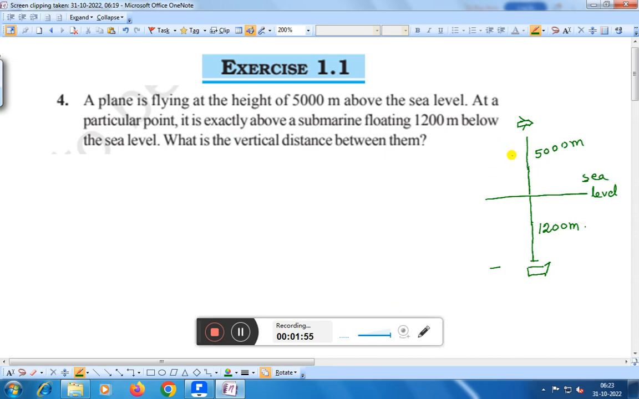Here you see the distance between sea level and the plane is 5000 meter, and the distance between sea level and submarine is 1200 meter. So the total distance will be, here you see, from here to here. That is the vertical distance, right? That means you have to add the numbers, that is 5000 plus 1200 meter.